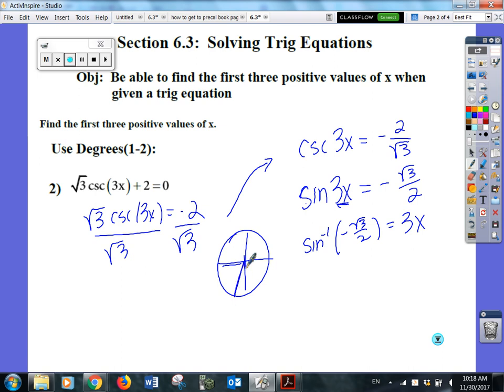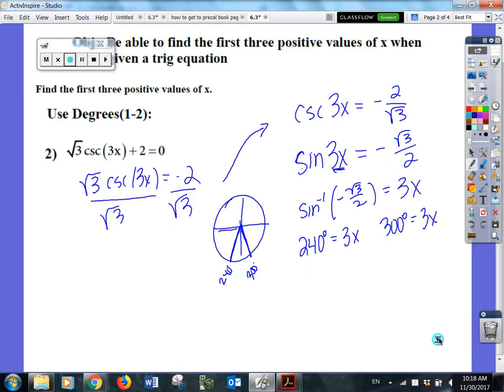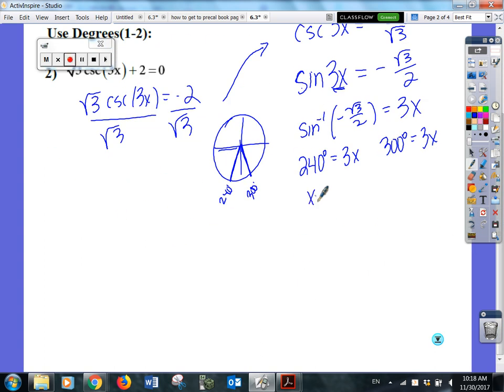And that's going to be right here at 240 degrees, and right here at 300 degrees. Those are the two places that happens. So I set both of those equal to 3x. So 240 equals 3x, and 300 equals 3x. And then I just solve for x, and I have my first two answers, 80 and 100.